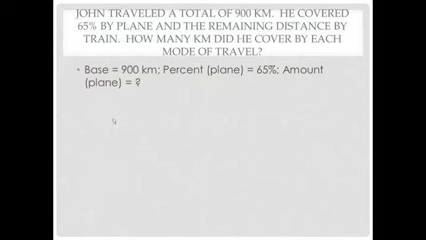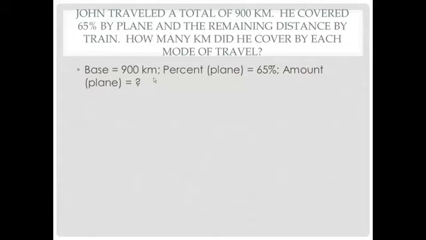It says John traveled a total of 900 kilometers, however you like to pronounce it. He covered 65% by plane and the remaining distance by train. How many kilometers did he cover by each mode of travel? So he traveled a total of 900 kilometers. That would represent the base because that's the total. He covered 65% by plane, which means that he had to cover the other 35% by train.